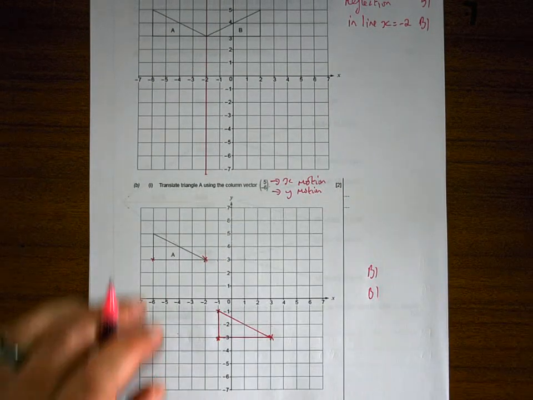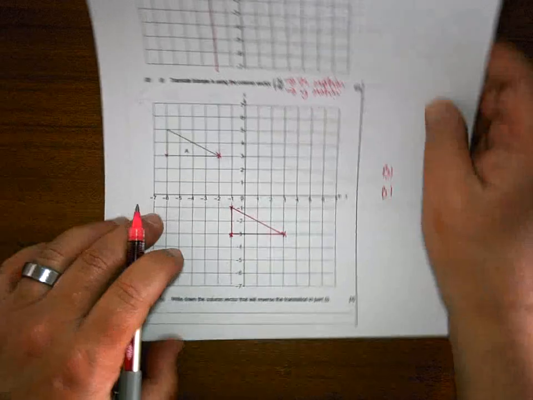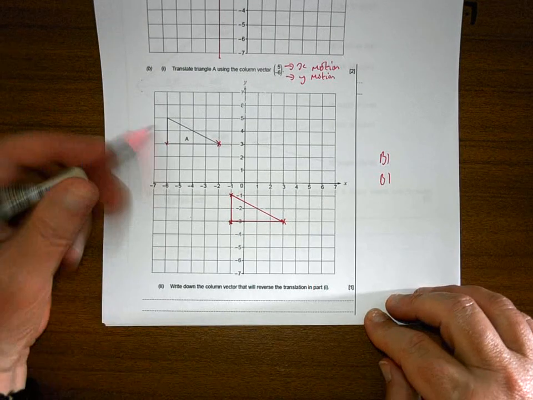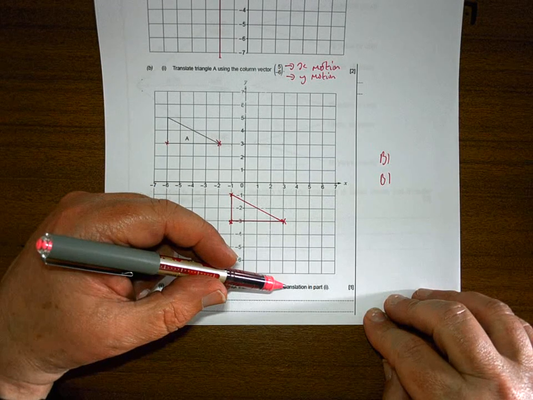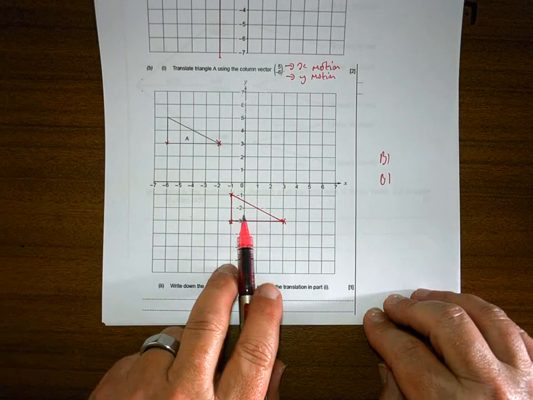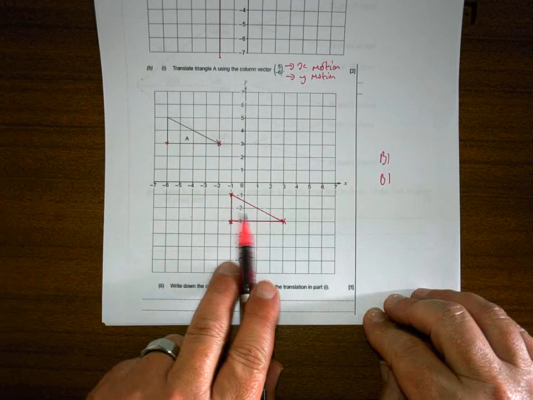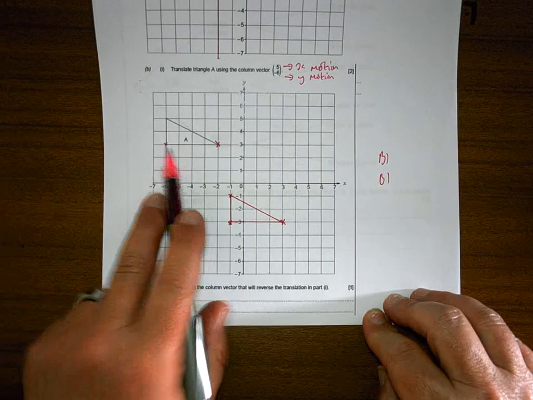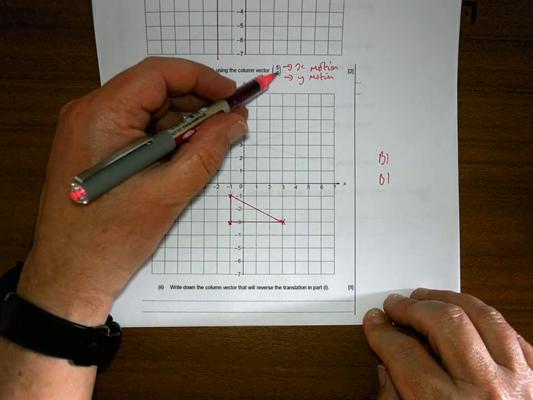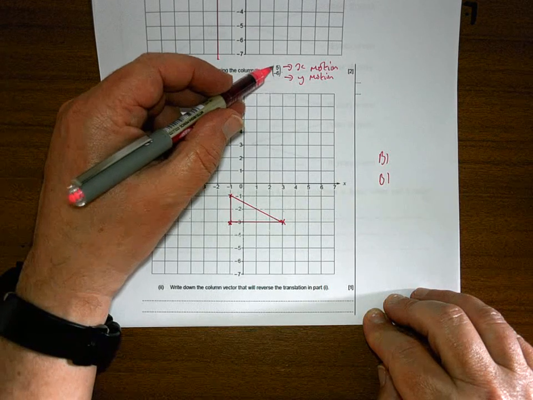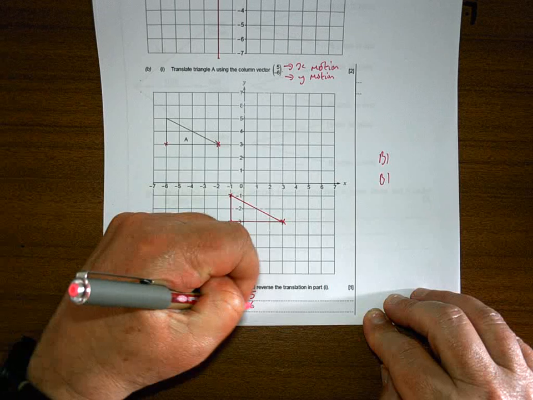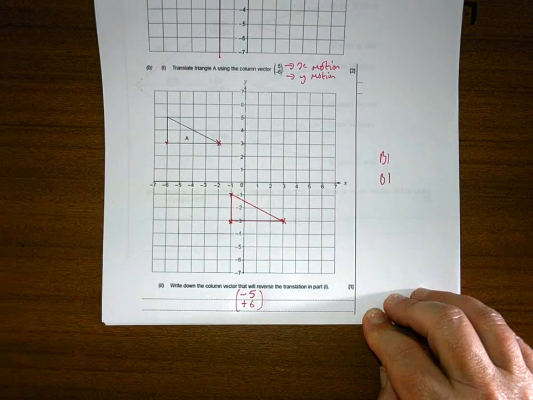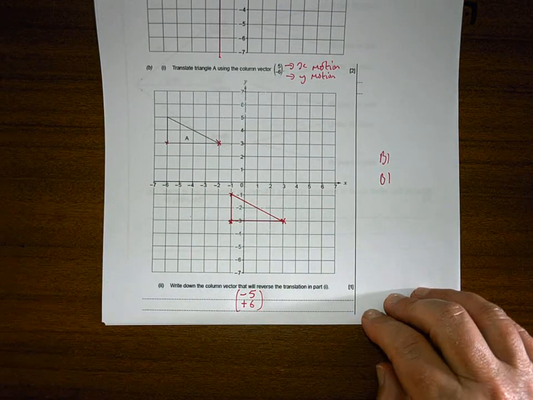And then at the bottom, this is asked quite often, write down the column vector that will reverse the translation in part 2. So what would the vector be to turn that shape back to there? What would happen is you'd need to change the signs there. So you'd be going left 5, up 6. So -5, 6 would get you that 1 mark.